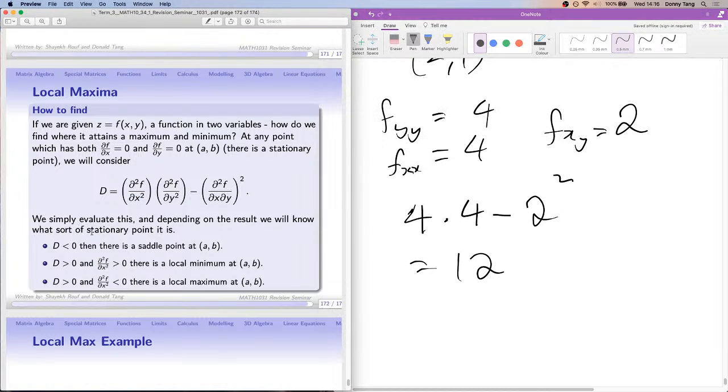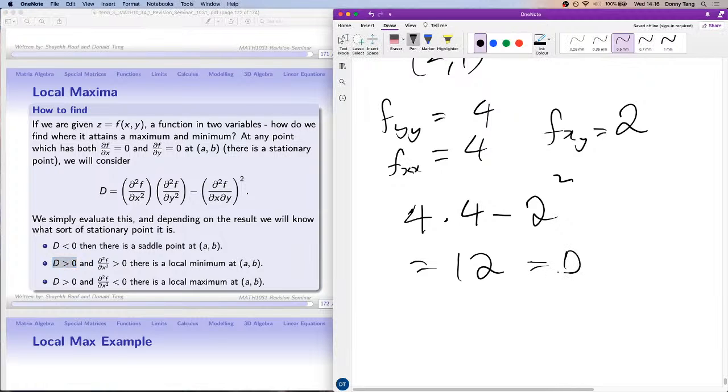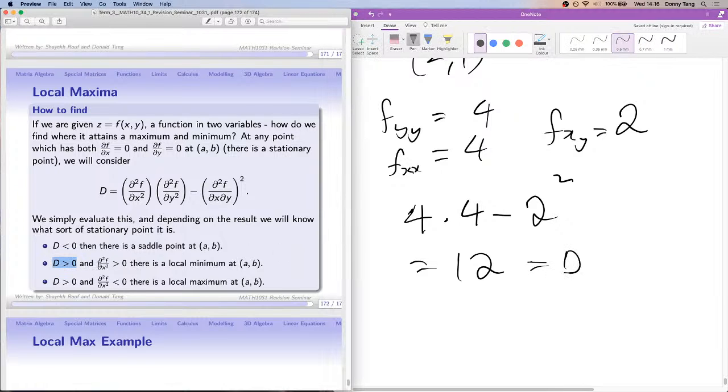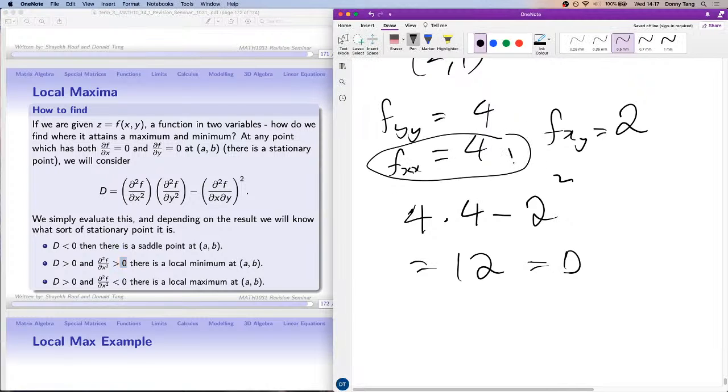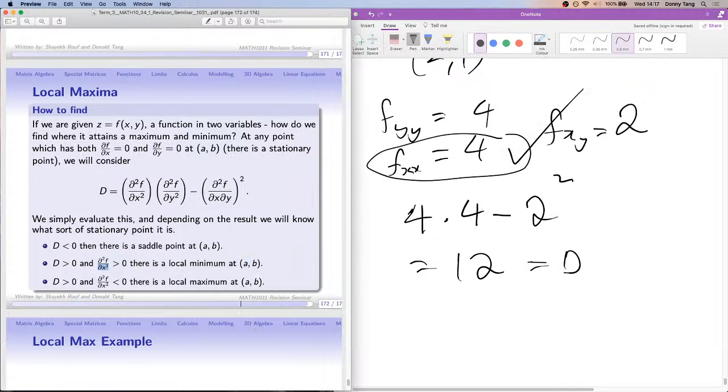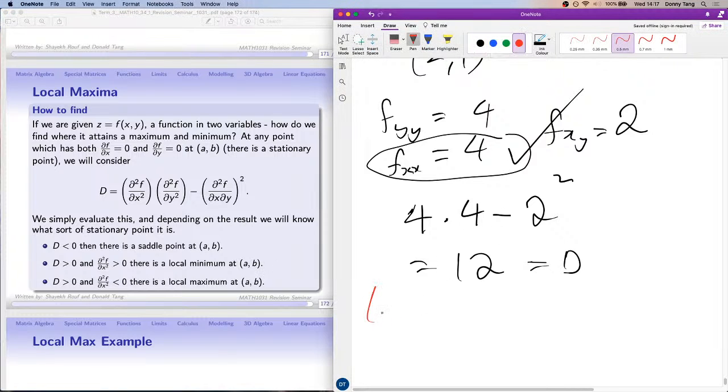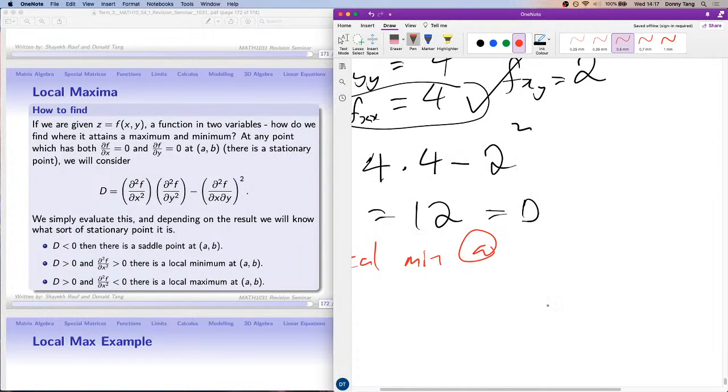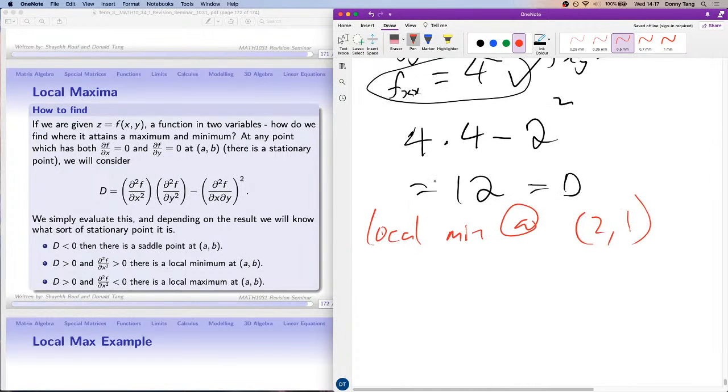And now let's take a look at what sort of stationary point it is. D is greater than 0. This is D, by the way, just letting you know. D is greater than 0. fxx is greater than 0. Let's see. Yes, it is greater than 0. Therefore, there is a local minimum. Therefore, we can say local min at (2, 1). All right. And that's pretty much it. We're saying there's a local minimum, so it looks like a bowl like this, if you draw it in 3D-ish.